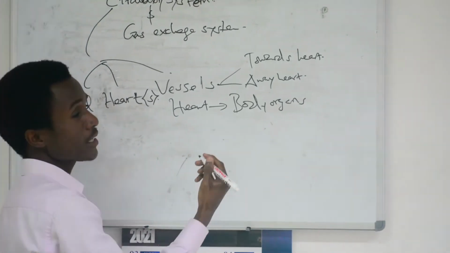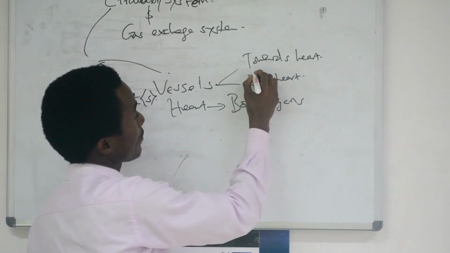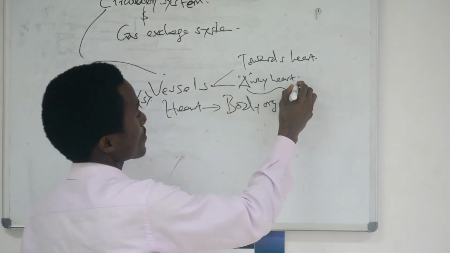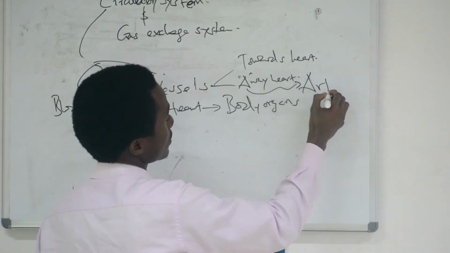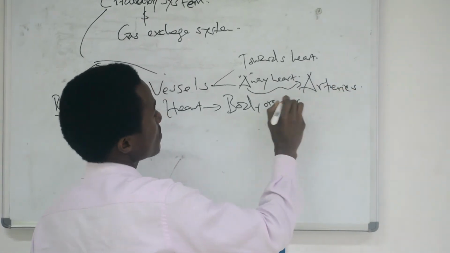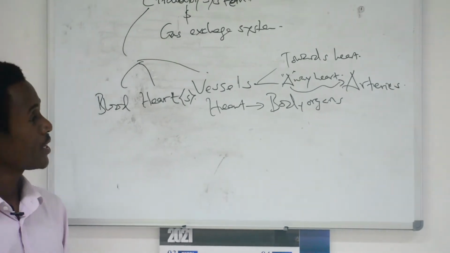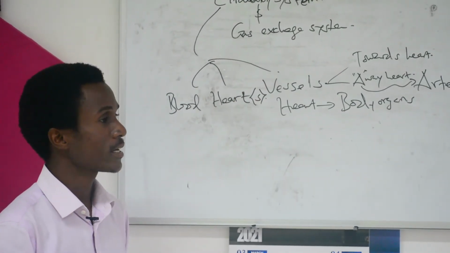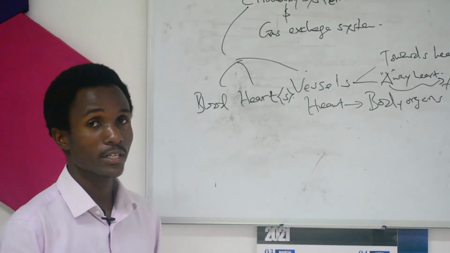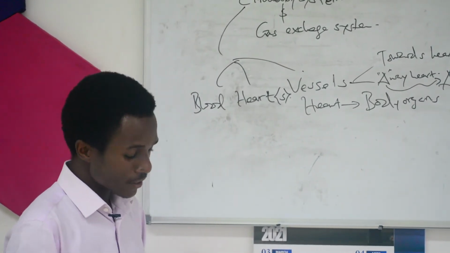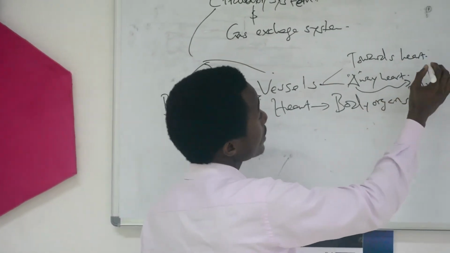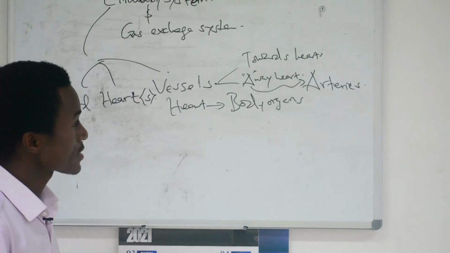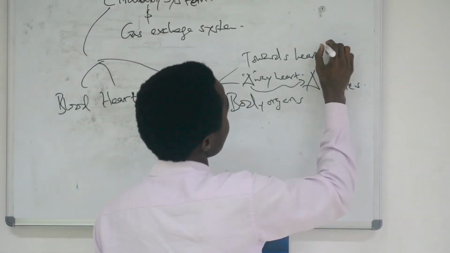And so I'll give you a short trick. Away from the heart. You see the first letter here is A. So A stands for arteries. Arteries transport blood away from the heart towards body organs, including the lungs and the brain and each and every single organ. But there are blood vessels that transport blood towards the heart from other organs. And these are the veins.